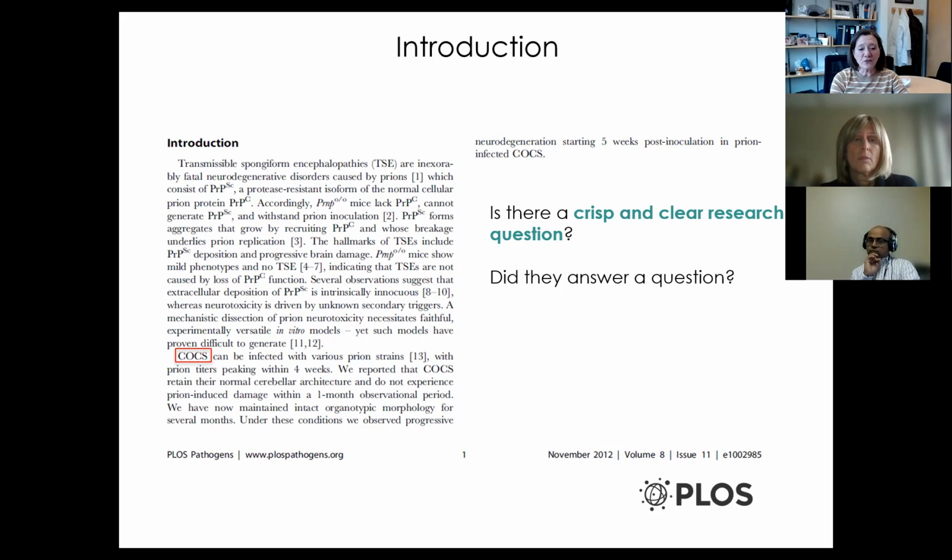I don't think they do have a clear and crisp research question here. They have a reasonably good synopsis of what they're studying, but I would have preferred right from the very beginning that they tell us what the research question that they're asking is, rather than telling us all the background.